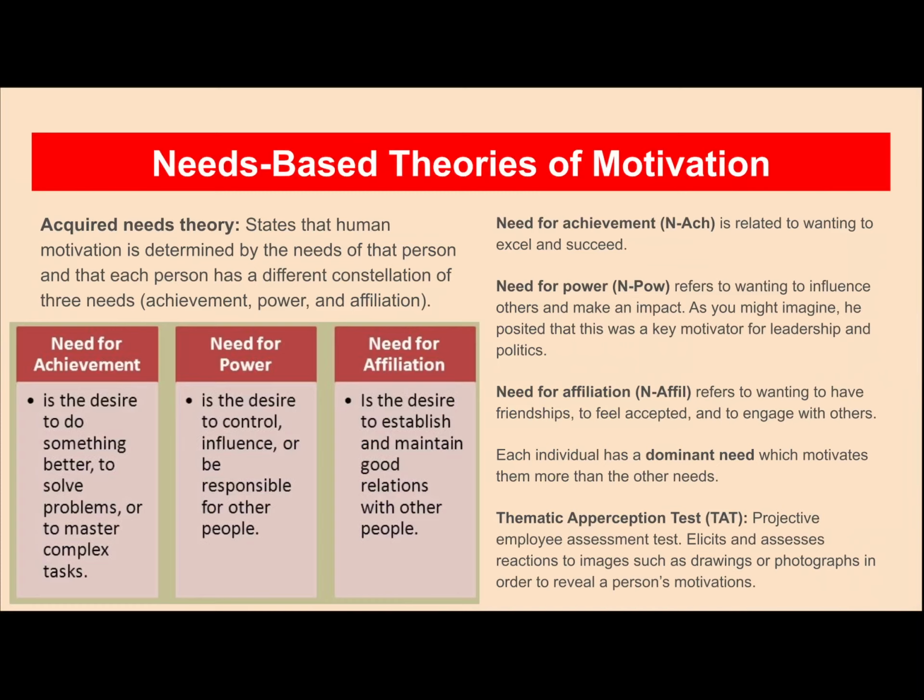And at the bottom, I talked about the thematic apperception test, the TAT. This is actually sort of like a diagnostic test where they elicit and assess your reactions to images. They show you a picture and they tell you that you need to tell a story about what's going on in the picture. And depending on what type of story you tell, a trained psychologist can assess whether your dominant need is for achievement, power, or affiliation.